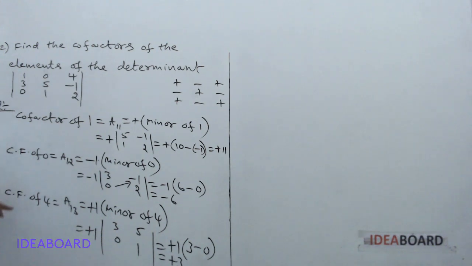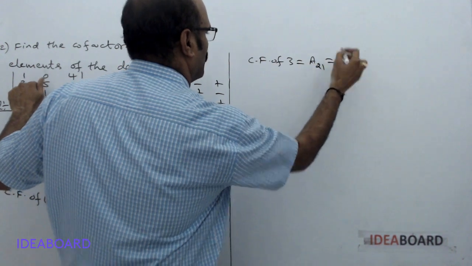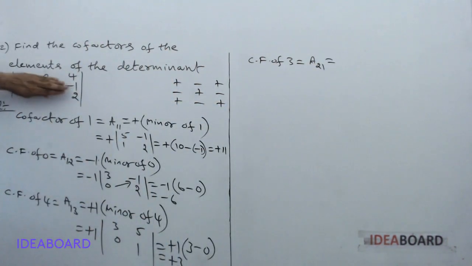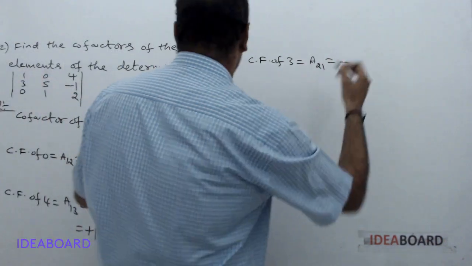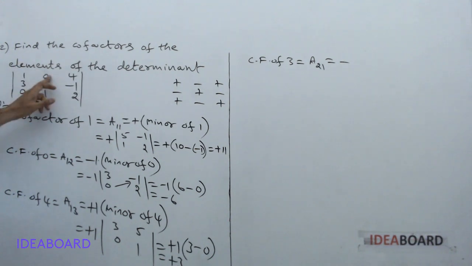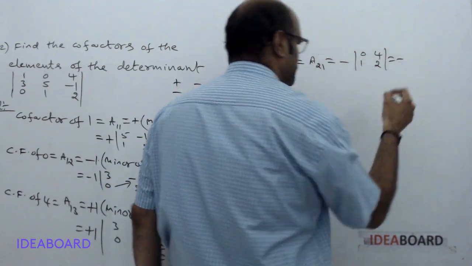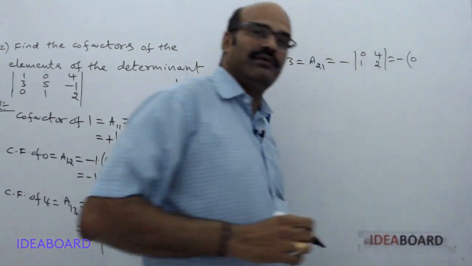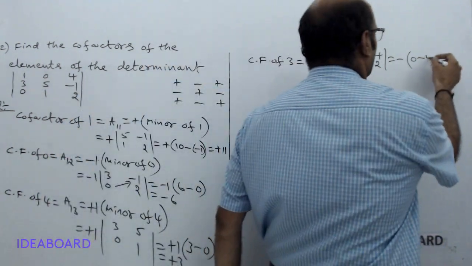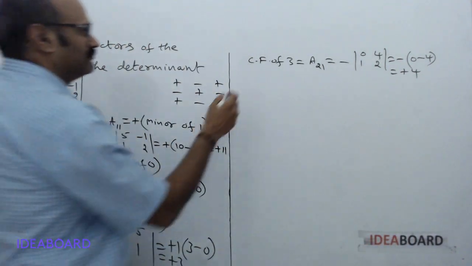Now cofactor of 3 equal to A21. Cofactor of 3 equal to, remove second row and first column. Then first let me write minus here, minus into second row and first column. So remaining elements are 0, 4, 1, 2. Determinant of 0, 4, 1, 2 equal to minus of 0 into 2, 0, minus 1 into 4, 4, equal to plus 4.